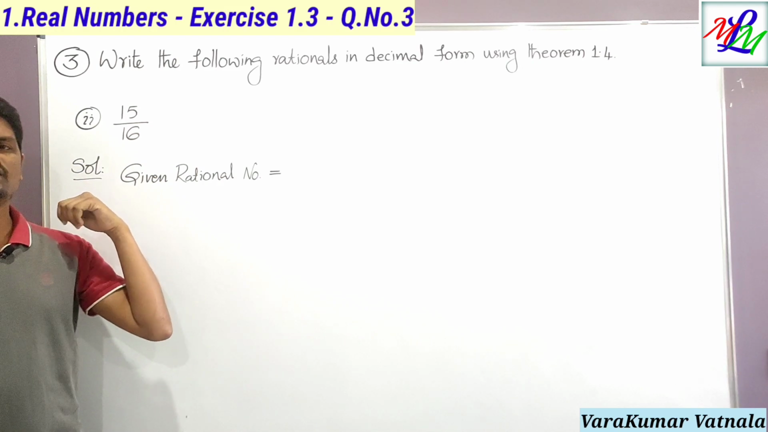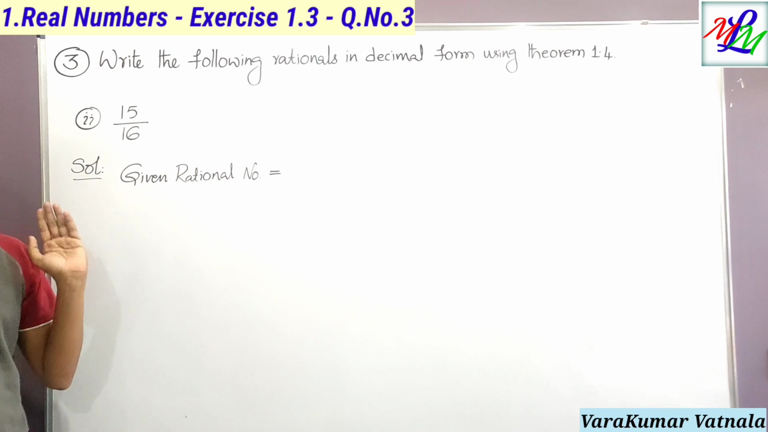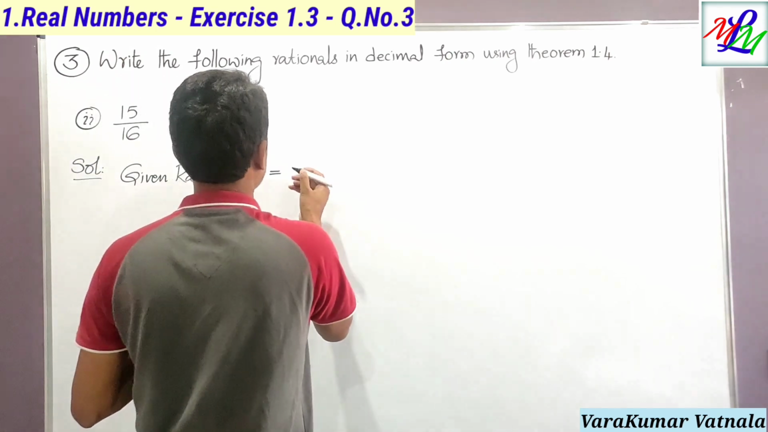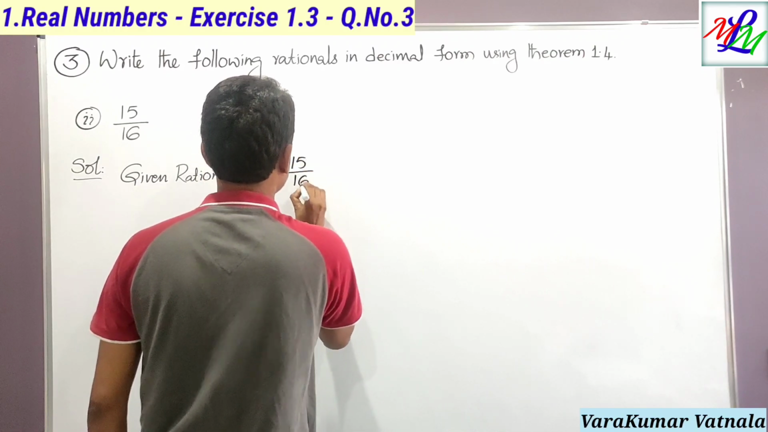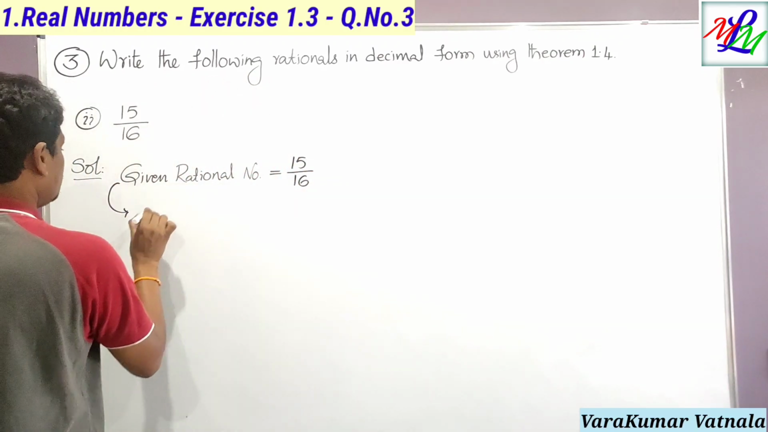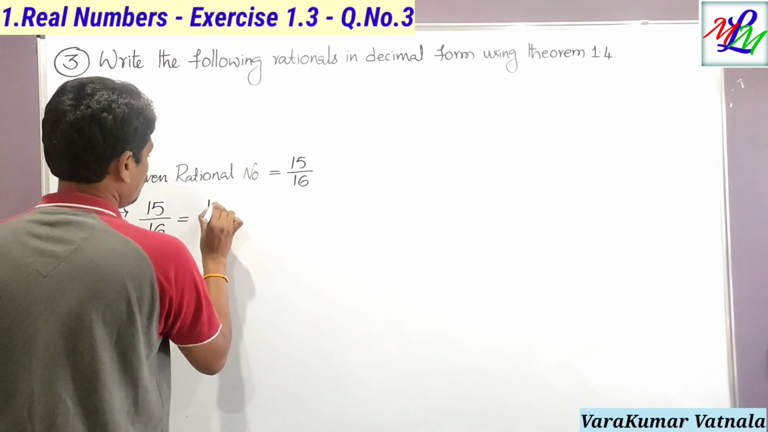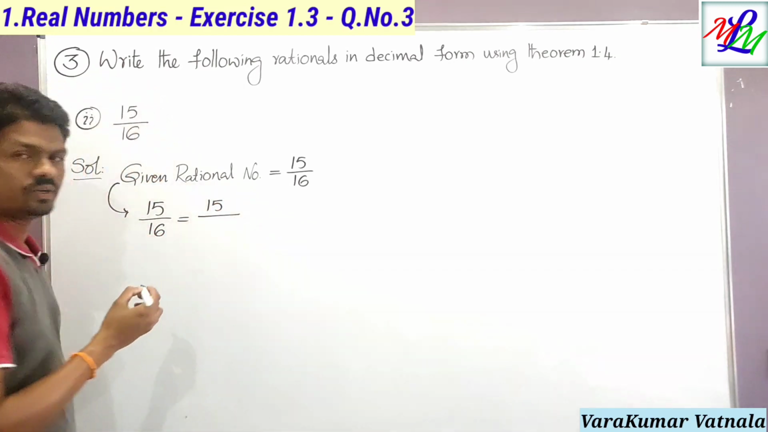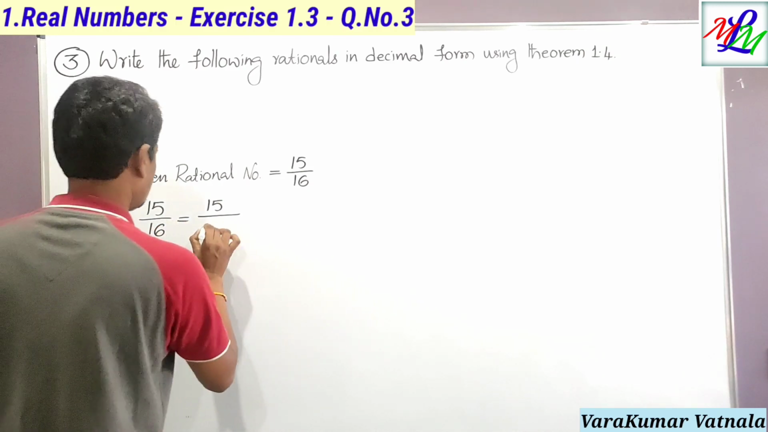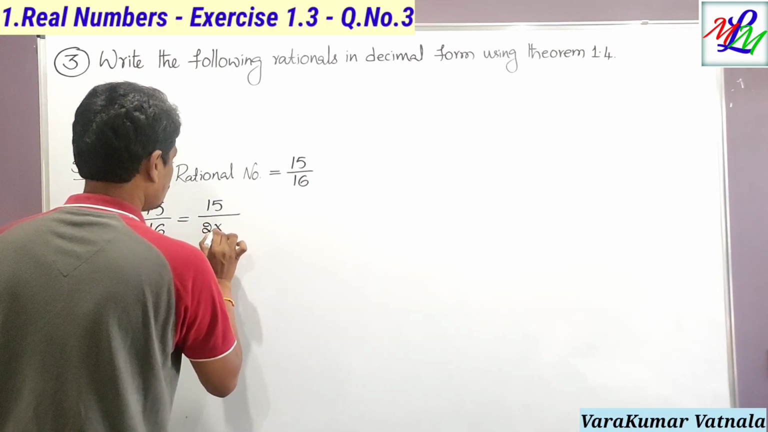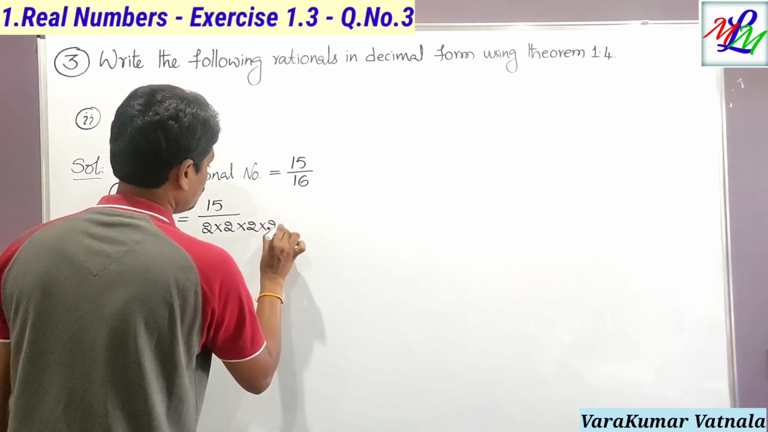15 by 16 is given. Again we have to write the decimal form of the given rational number using theorem 1.4. That is, the given rational number is 15 by 16. So see here, how can we write 15 divided by 16? Now we have to make the denominator a multiple of 10. For that we have to write the prime factors of the denominator. 16 can be written as 2 into 8. 8 can be written as 2 into 4, 4 can be written as 2 into 2.